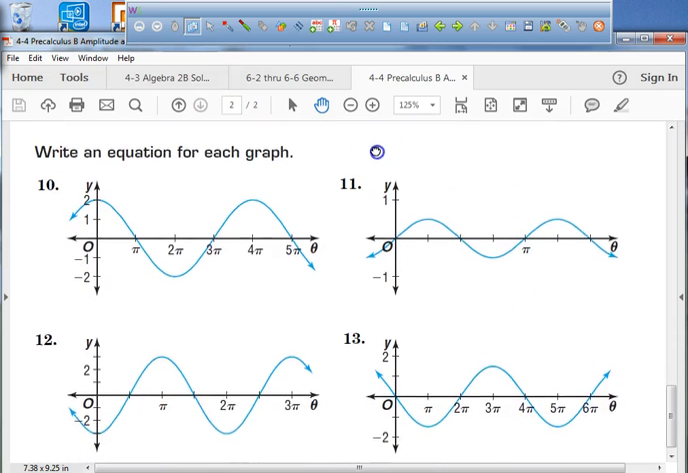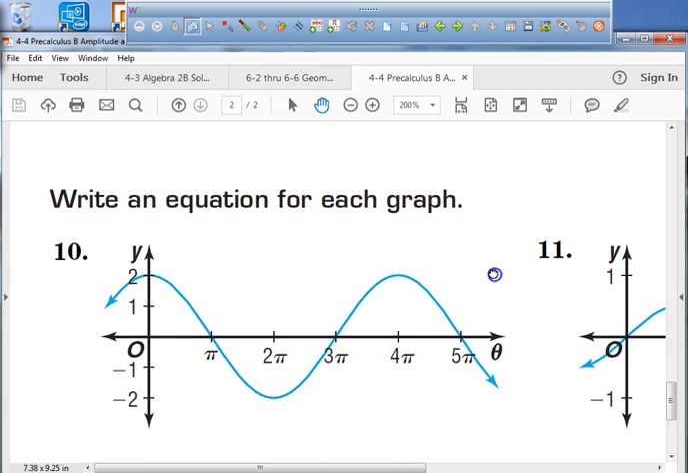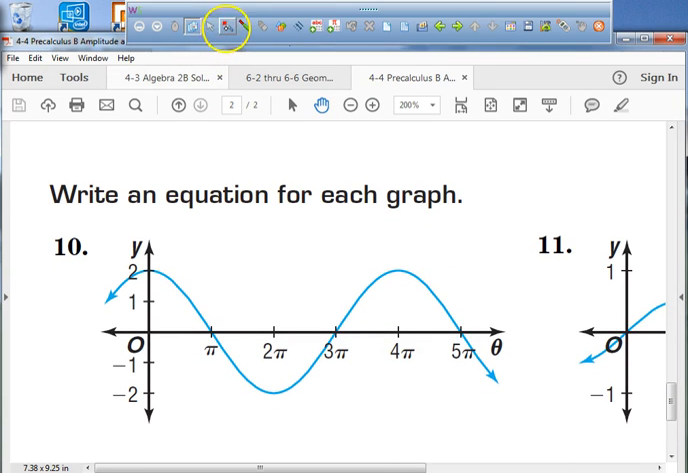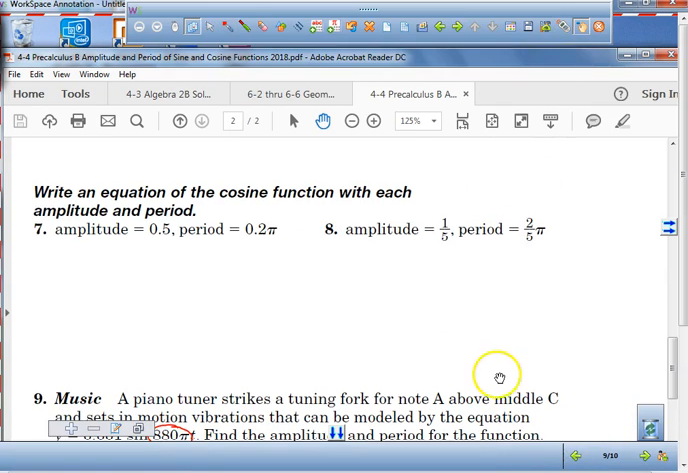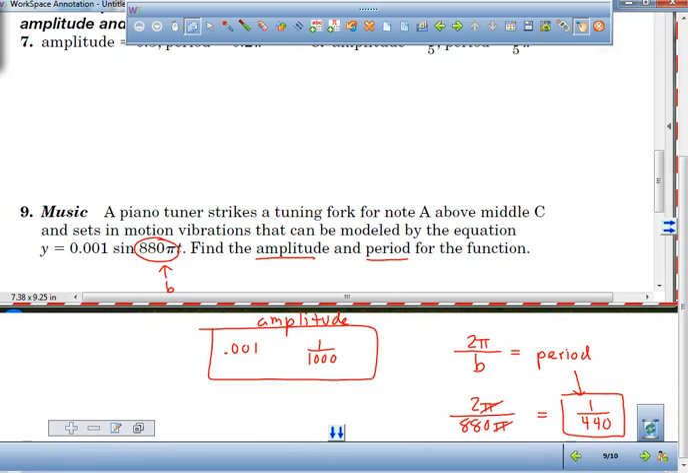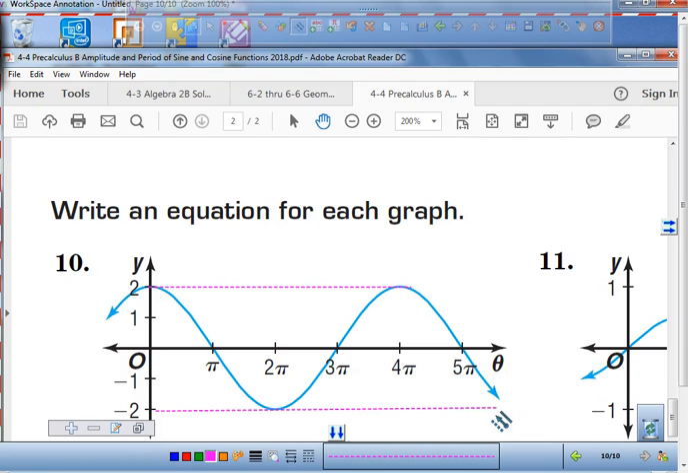Alright, the last thing I'm going to do is zoom in on one of these graphs. I'll go back, and I'll pause it real quick. What you need to do to start out number 10, what I want every single person to do, is this. This will help you understand the amplitude.